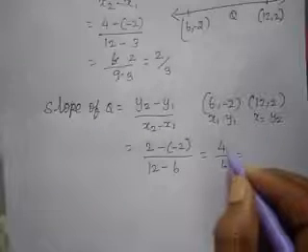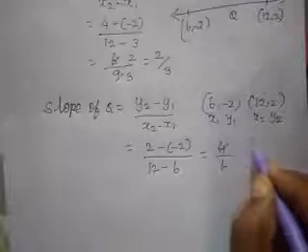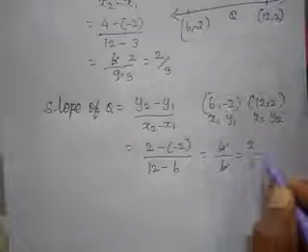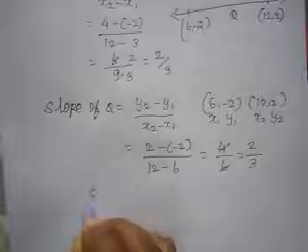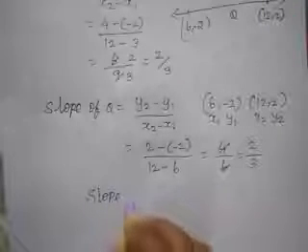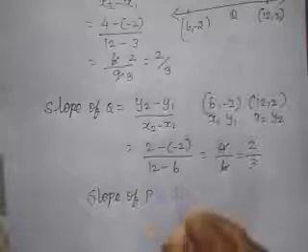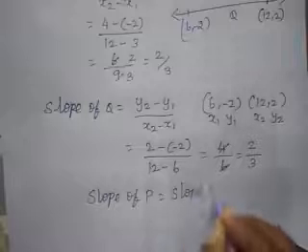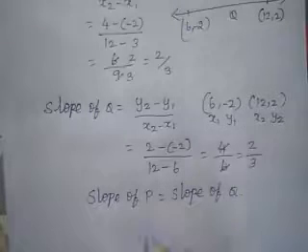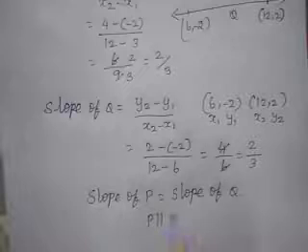Simplify the fraction. 2 2s are 4, 3 2s are 6. So 2 by 3. So slope of P is equal to slope of Q. So the given lines have equal slopes, so the given lines are parallel.